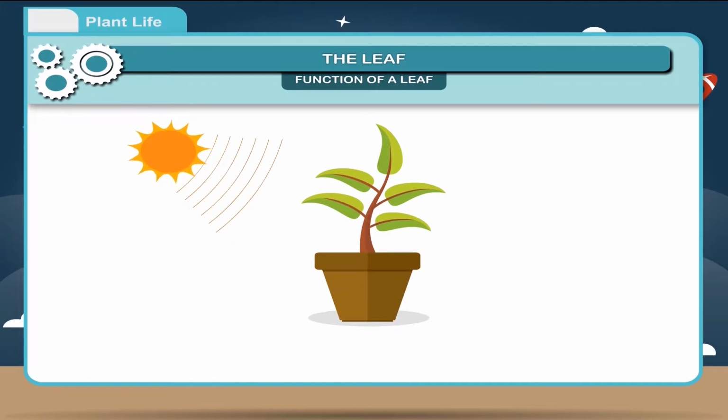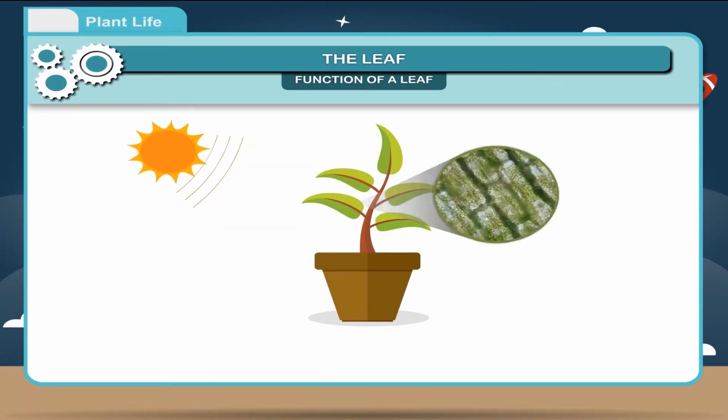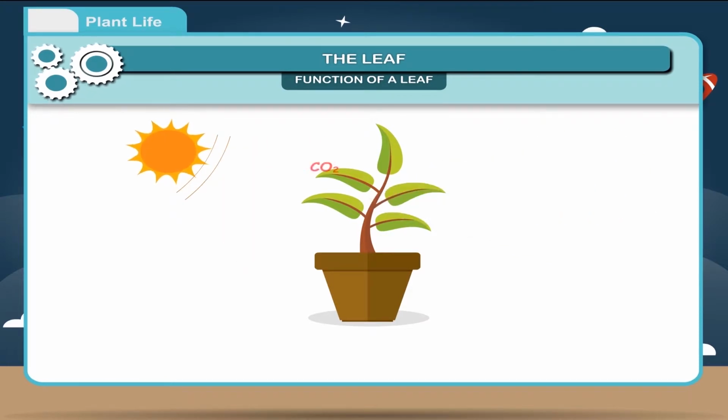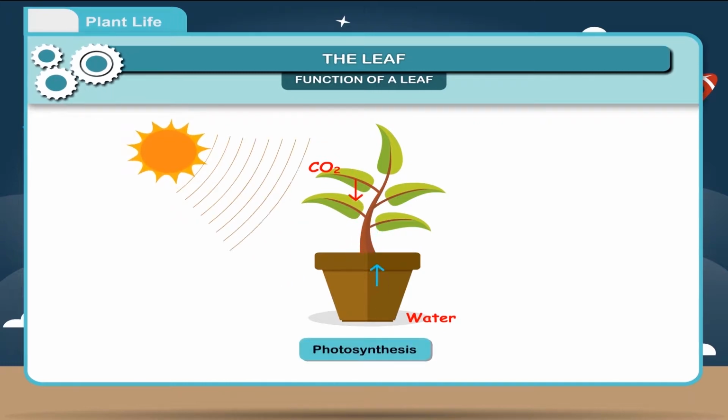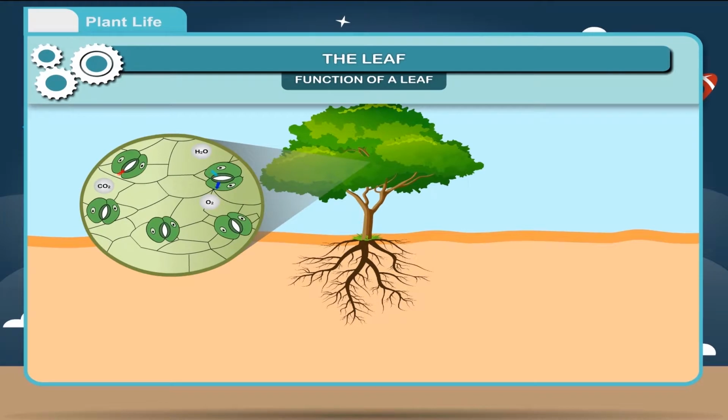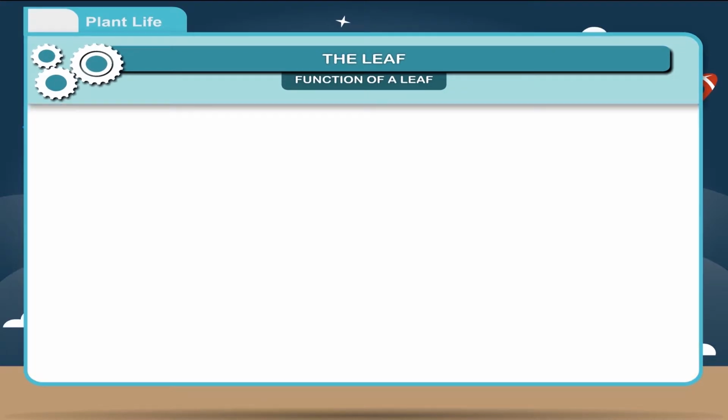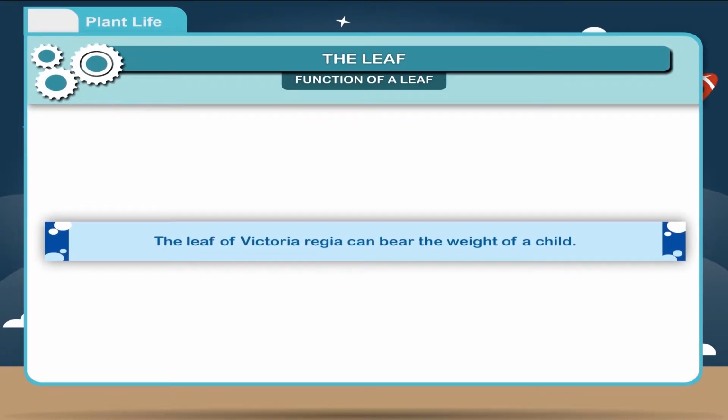1. The main function of the leaf is the synthesis of food with the help of chlorophyll, carbon dioxide and water in the presence of sunlight by the process of photosynthesis. 2. The leaves perform gaseous exchange through small pores on their surface called stomata. The leaf of Victoria regia can bear the weight of a child.